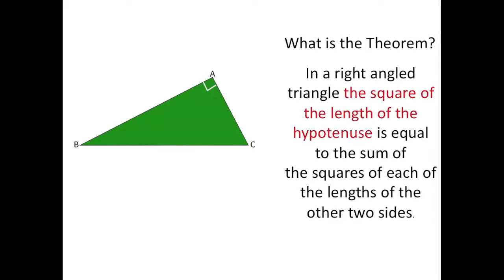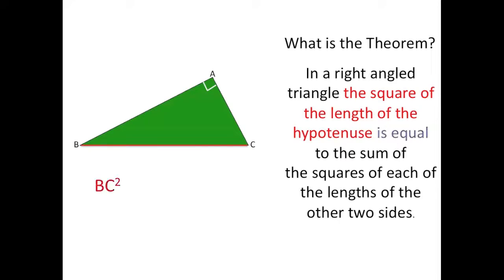Now the next part of the theorem. It says the square of the length of the hypotenuse. Well, the hypotenuse is the side that is on the opposite side of the right angle. So our right angle is A, and to its opposite is line BC. So the length of BC, we have to square that. So we could write that out as BC squared. Okay, so far so good.